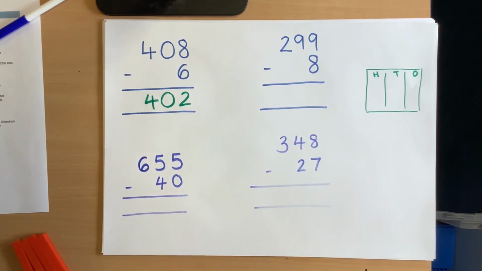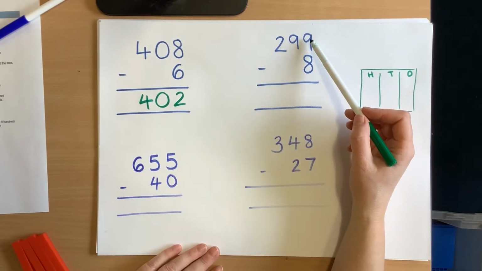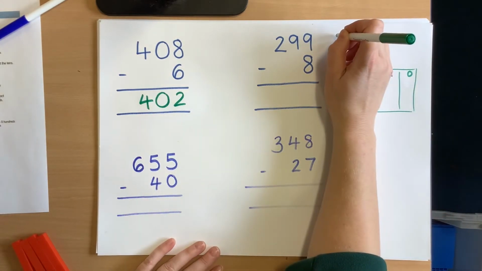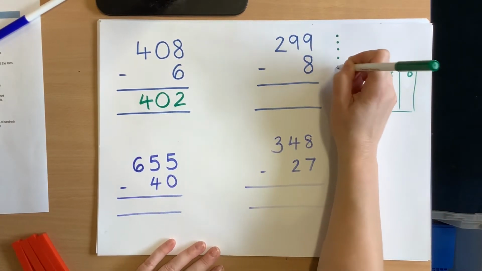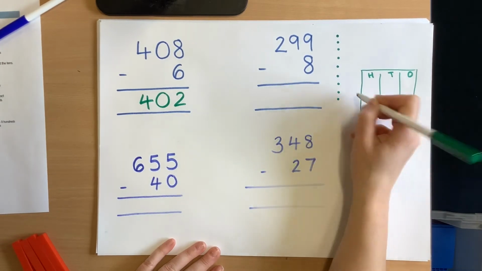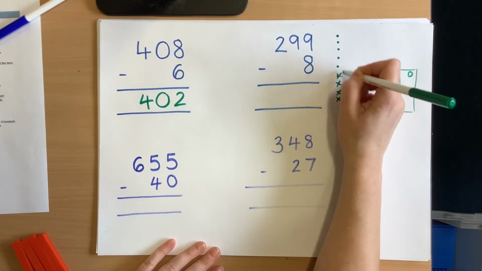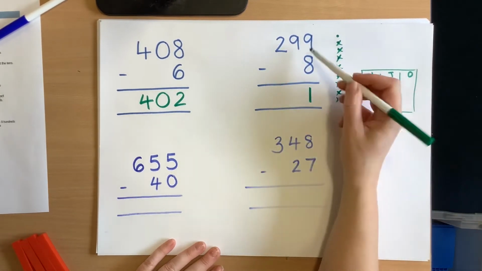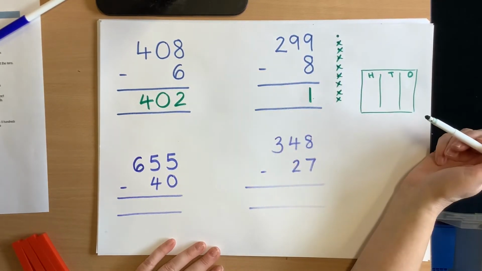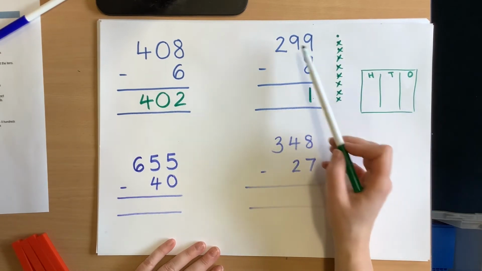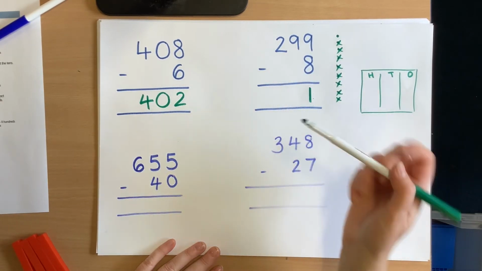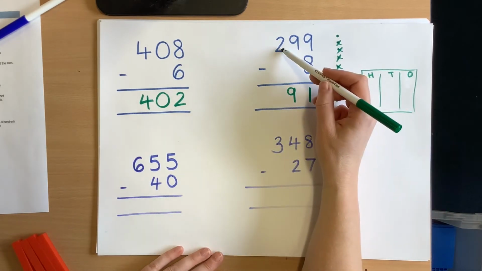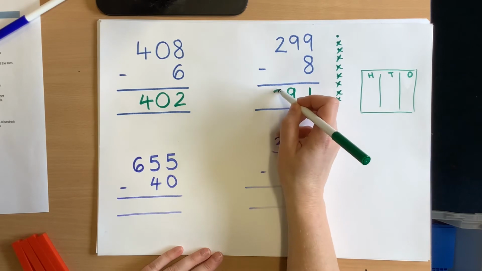Let's have a look at this one. Ones first. 9 ones take away 8 ones. Now you should be able to do that in your head, but if you need some help, you could always draw your 9 ones and then cross out 8 of them, like it shows you on the PowerPoint, so you know you've got 1 left. 9 ones take away 8 ones is 1 one. Next, subtract the tens. 9 tens take away 0 tens is 9 tens. And next, subtract the hundreds. 2 hundreds take away 0 hundreds is 2 hundreds.